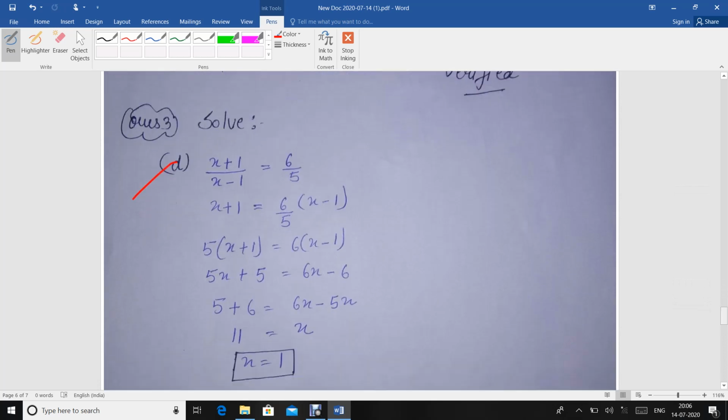Maybe you have another type of equation. Firstly you have to solve the equation, after that you will apply the method. Let us see. x plus 1 upon x minus 1 is equal to 5. Firstly you have to do the cross multiply.